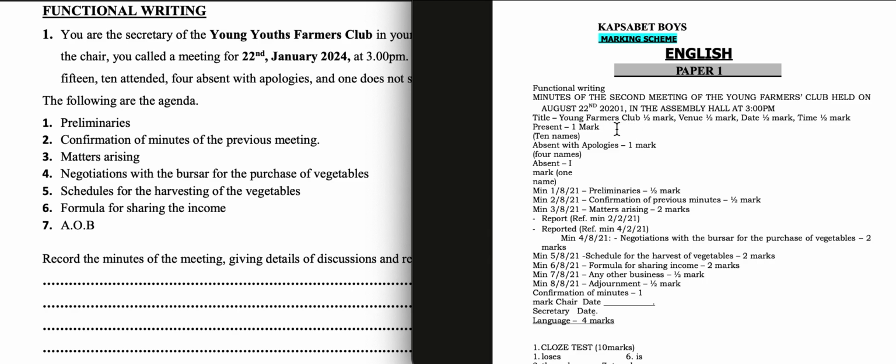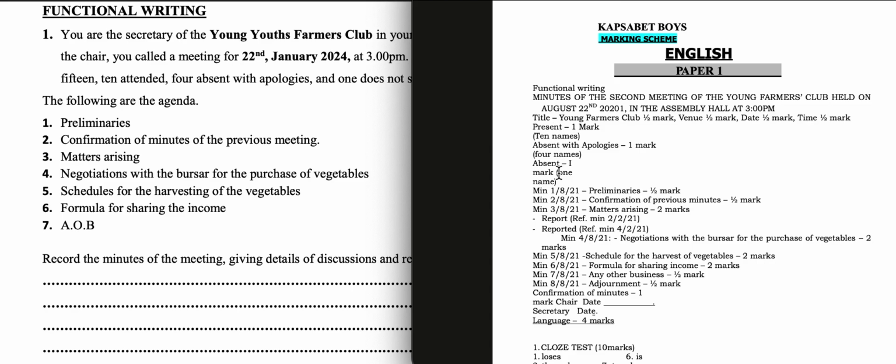So when you mention Young Farmers Club, you are given half a mark. When you mention the venue, which is the assembly hall, you are given half a mark. The date, which is 22nd January 2024, you are given another half mark. Then when you talk about the time, starting 3 p.m., you are given half a mark. And then you start with those who are present. So you just write "Present".